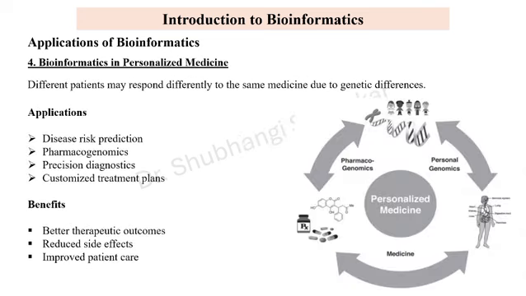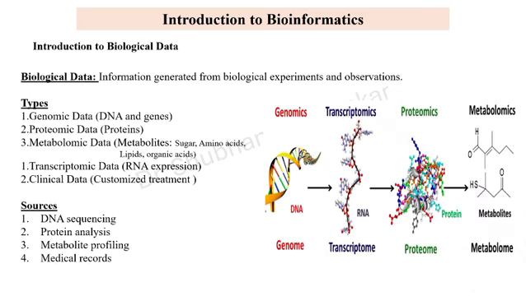The fourth application of bioinformatics is in personalized medicine. Different people may respond differently to the same medicine because of genetic variation. This concept forms the basis of personalized medicine. Bioinformatics supports disease risk prediction, pharmacogenomics, precision diagnostics, and customized treatment plans. The benefits include improved treatment outcomes, reduced side effects, and better patient care. So these are the major applications of bioinformatics.